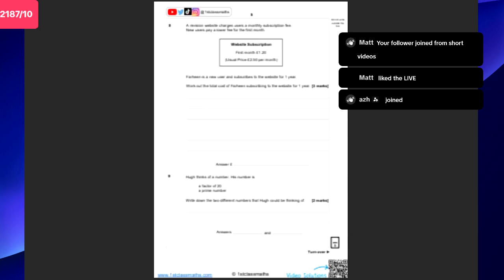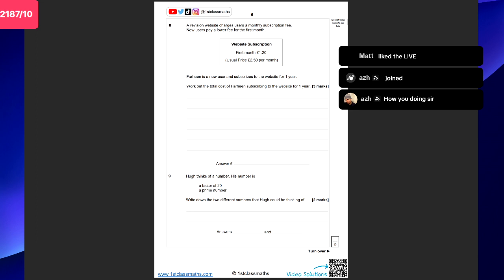Right, let's move on then. Okay, next question. A revision website charges users a monthly subscription fee. New users pay a lower fee for the first month. So first month they pay £1.20, and then the usual price is £2.50 per month.